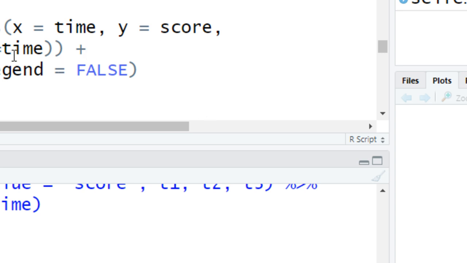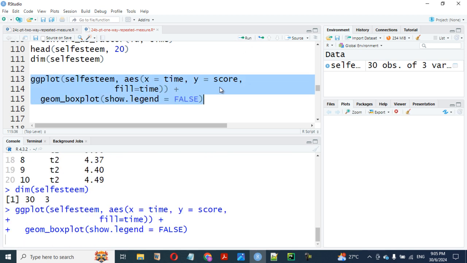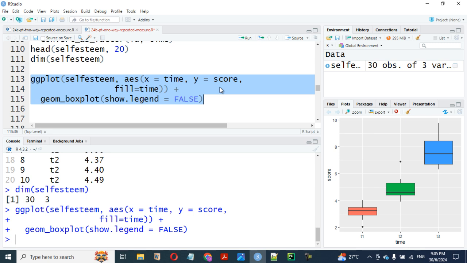Okay. So we have fill, color of time. You can also say color time, so it won't be fill. It's the same thing actually. Don't worry. But you can just run this. All right, so we don't need to show the legend because we already know that each of them is T1, T2, T3. All right.